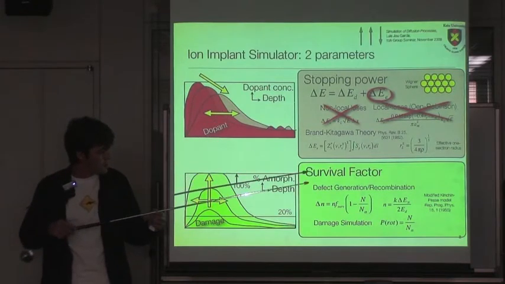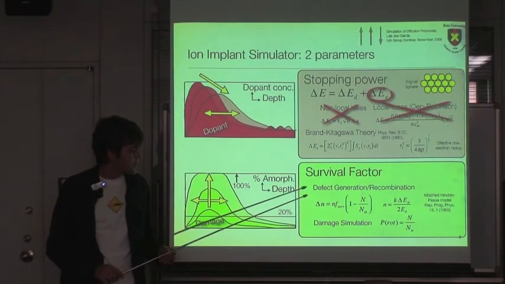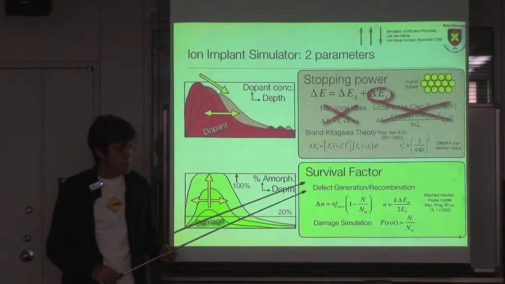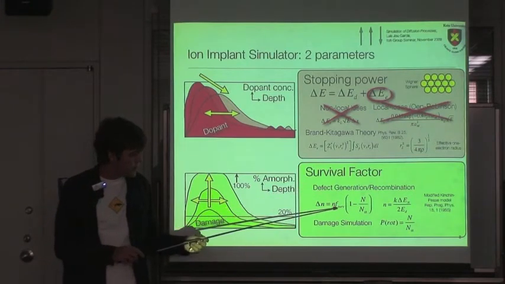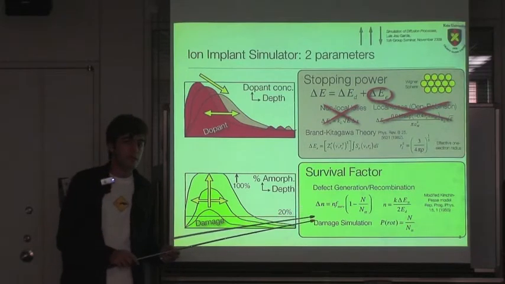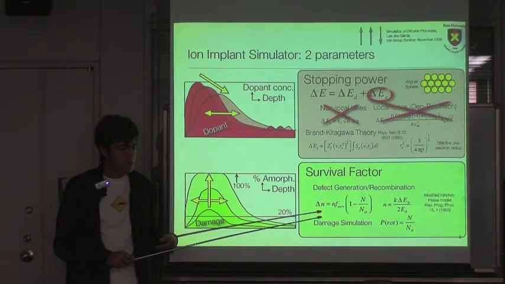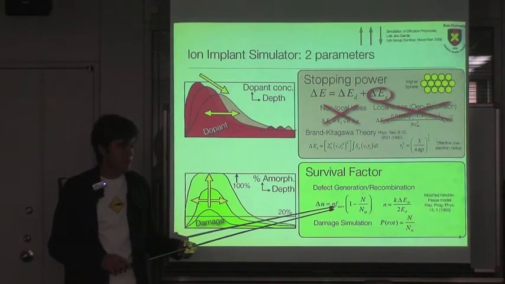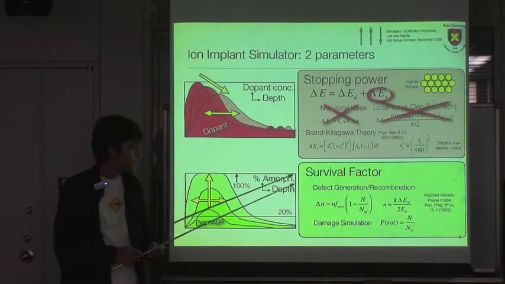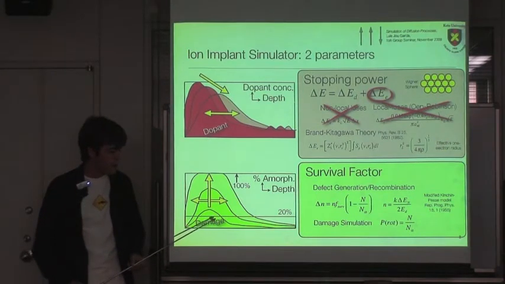The second parameter is the survival factor that helps us to determine how much damage is generated. It's just a factor. With this factor, as you will see later, we can model some effects of dose, temperature, and so on. By increasing the survival factor, we make the damage profile increase and also get wider. This is not the dopant profile, this is the damage profile.